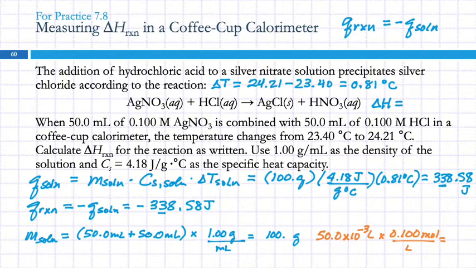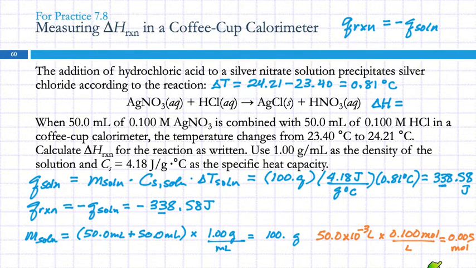50 times 10 to the minus 3 times 0.1. 0.005 moles. So the volume converted to liters times the molarity gives us the moles of silver nitrate. How many moles of HCl are there? The volume's the same and the concentration is the same. So 50 times 0.1 with the correct units is the same, right? So we have an equal number of moles.